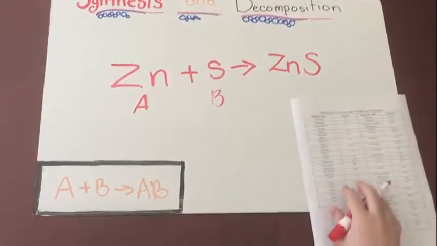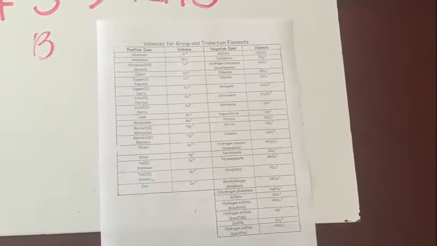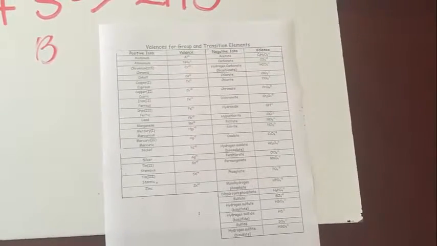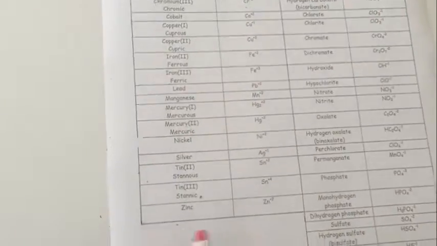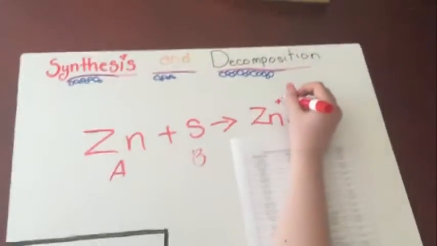Let's start with finding out the charge of zinc. I use this chart called Valences for Groups and Transition Elements. It gives you the charges of elements such as zinc, which are the middle elements on the periodic table that don't have a certain charge all of the time. So if you look down the chart, you can find zinc here at the bottom, and it tells us that zinc has a +2 charge. So we'll write that here.